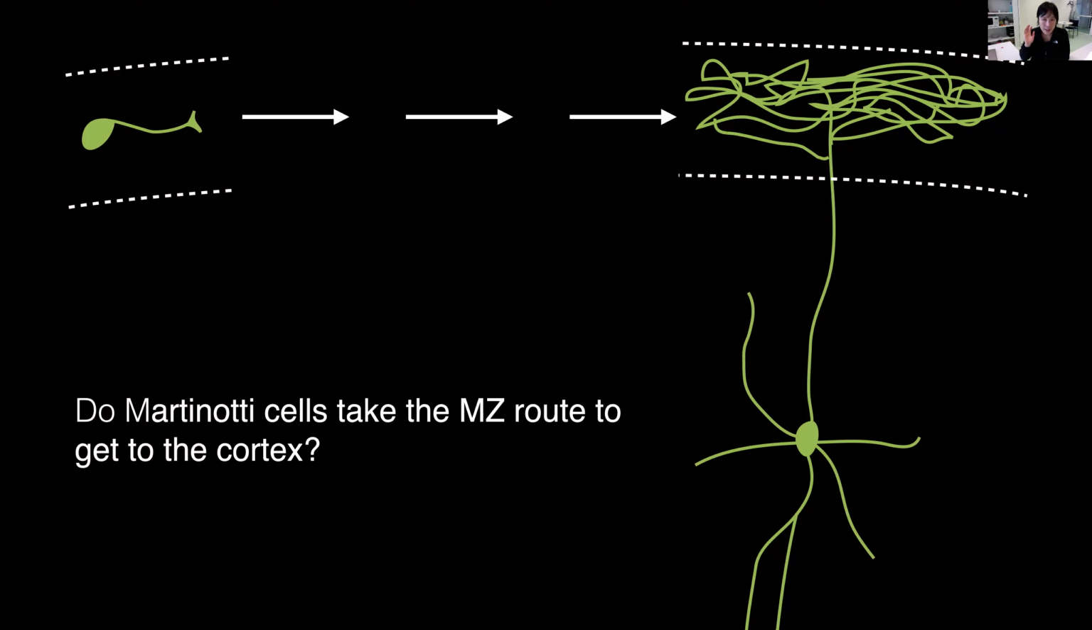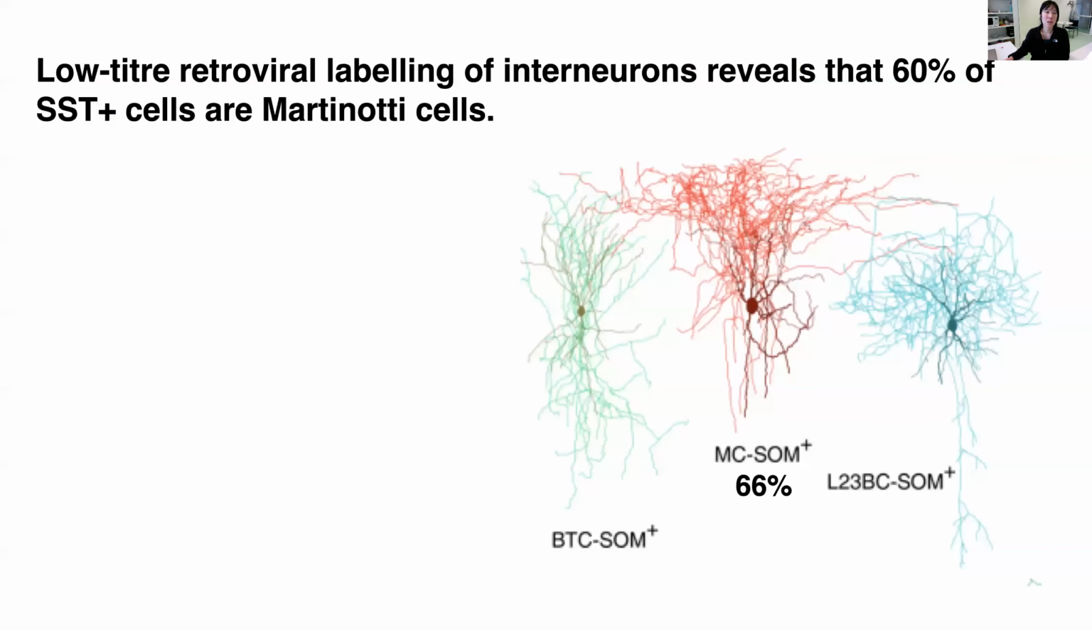In order to test this hypothesis, we had to do a little bit of work, which I'm going to take you through quickly. The first thing we need to do is label and estimate the population of Martinotti cells in layer 2-3. Because if they're all Martinotti cells, then obviously, no matter what route we label, we're going to label Martinotti cells. We know from the literature that the distribution appears to be 66% Martinotti cells in layer 2-3, and the rest are non-Martinotti cells.